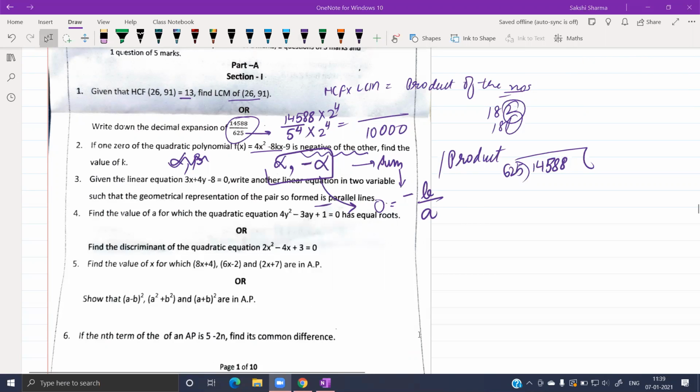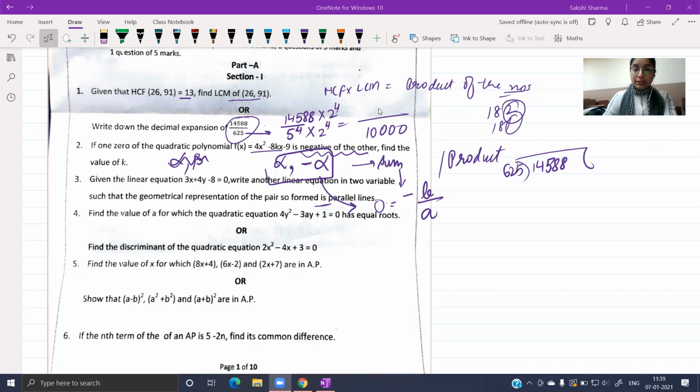Can anyone answer here what is the relation between the coefficients, the ratios of the coefficients if the lines represent parallel lines? Anyone who can answer? If a pair of linear equations in two variables represents parallel lines, what type of relationship will be there if you find out the ratio of the coefficients? A1 by A2, B1 by B2, C1 by C2. What would you have? Yes, no solution. But ratios का relation क्या होता है? That's right. Parallel lines का मतलब उनका कोई solution नहीं निकलेगा.